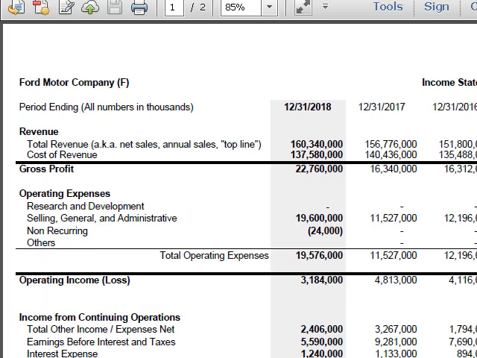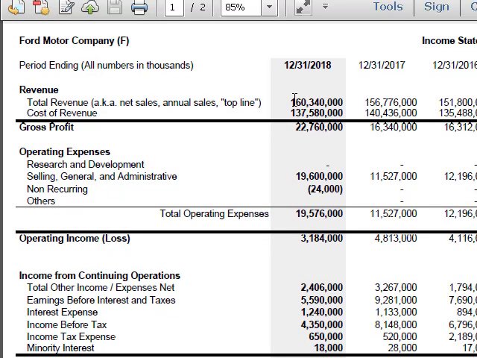And so there's that top line number. If you listened to one of the earnings reports and they kept talking about the top line number, this is what they're talking about. How much revenue came in the door for the year 2018? And you can see it through time. And the cost of that revenue, how much did it cost them to build those cars? So they took in $160 billion, but it cost them $137.5 billion to build the darn things. So their gross profit is almost $23 billion.